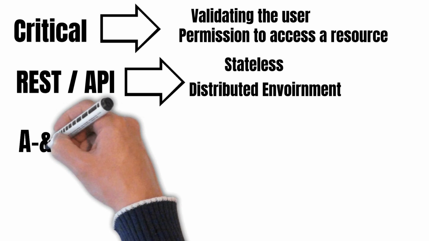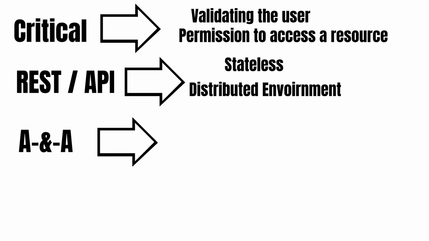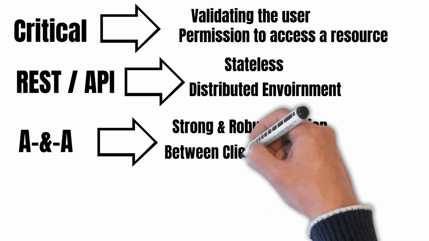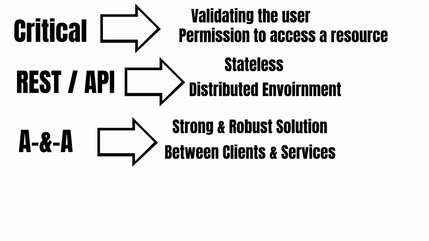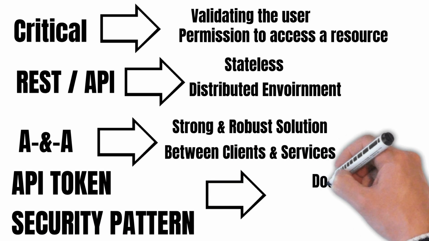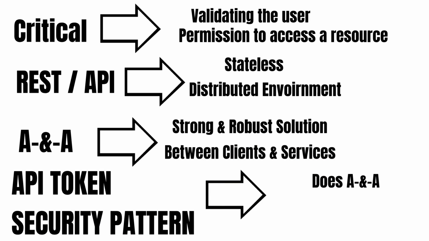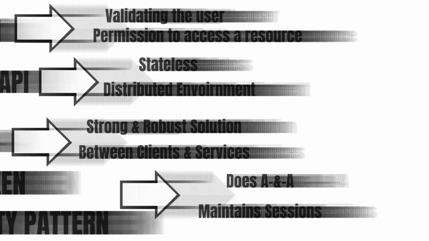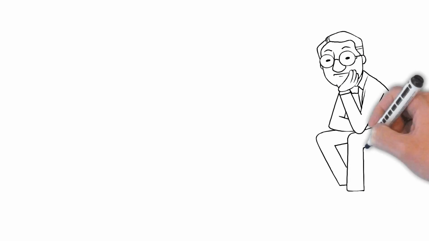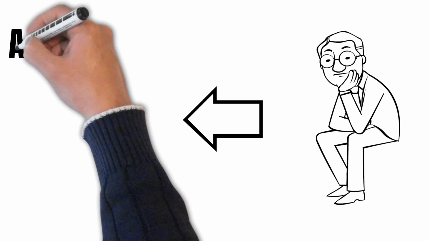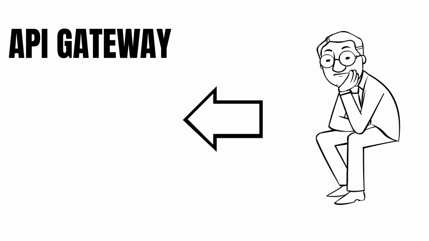So for authentication and authorization, we need a strong and robust solution and we need it to sit between the clients and the services. Hence we have the API token security pattern. It does the required authentication and authorization for us and it also maintains the sessions for us. So where will this API token security pattern be deployed? The answer is that it will be deployed at the API gateway level.